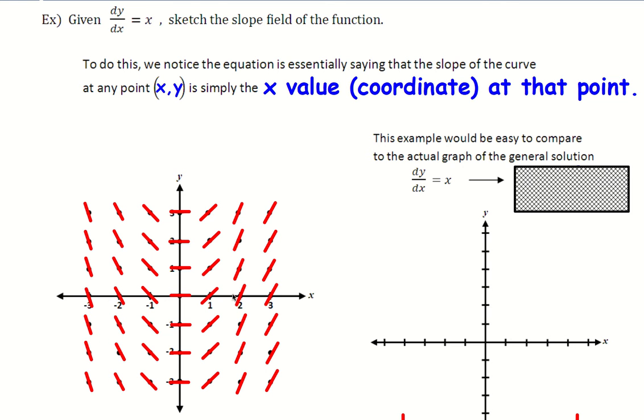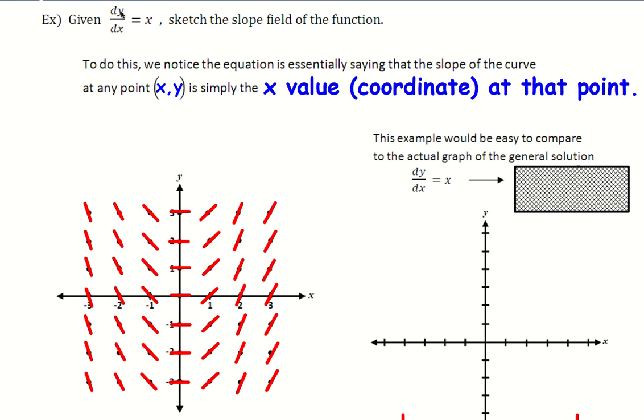Okay, so there's the slope field. Just doing one point at a time based on what the equation says: dy dx just equals x, whatever x is. This example would be easy to compare to the actual graphs of the general solution.